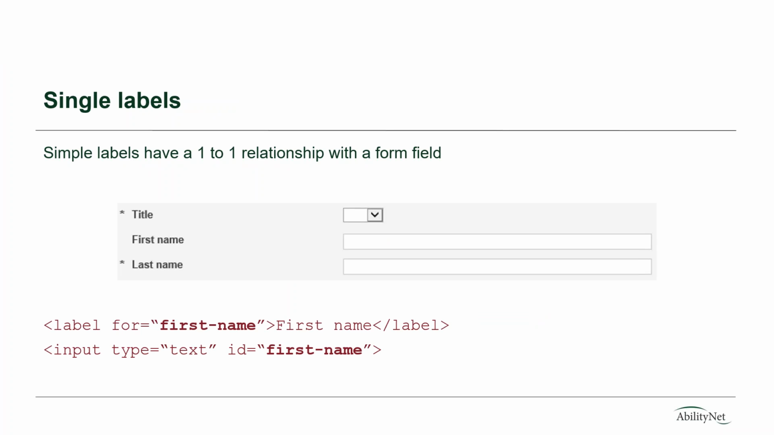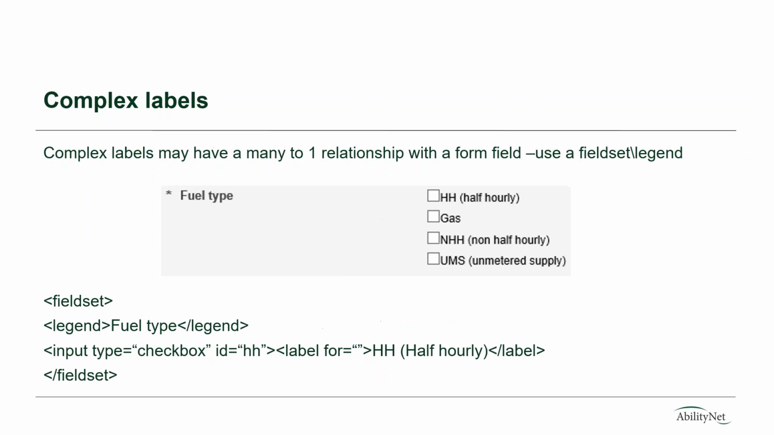So simple labels really have a one-to-one relationship with the form field. One form field, one label, and that is a simple label. Now the way to mark that up is by using the for attribute on the label element and the ID attribute on the input field, and you assign these the same value. So you give the input field an ID and then you reference that ID using the label, and that creates a programmatic association between the input field and the label. And that is what allows you to click on the label and set focus into the input field, because the browser knows that that input field is related to that label.